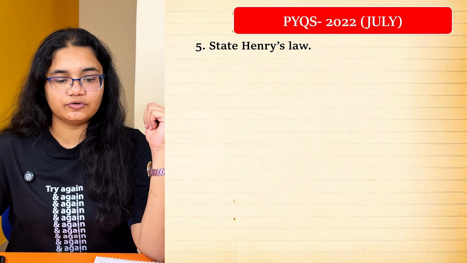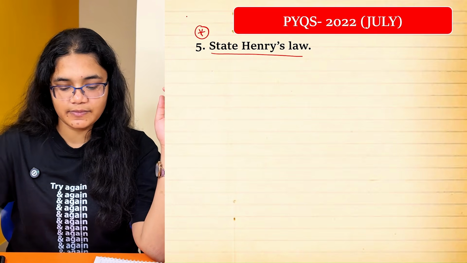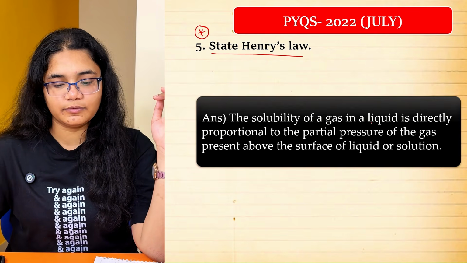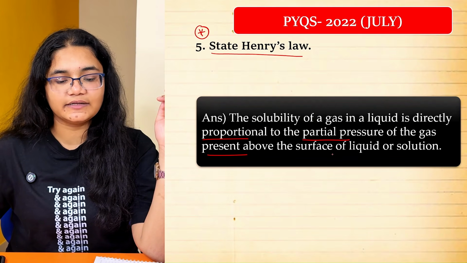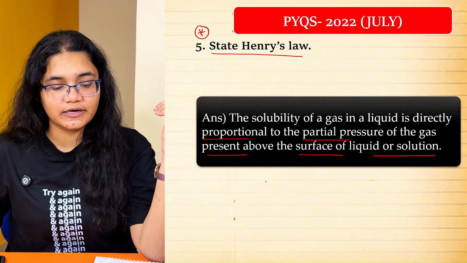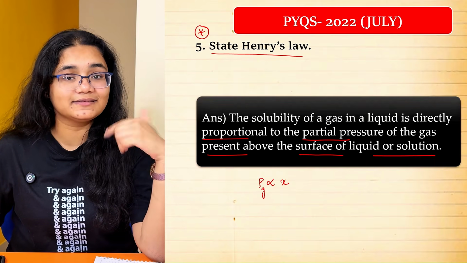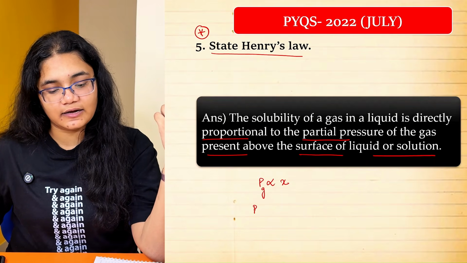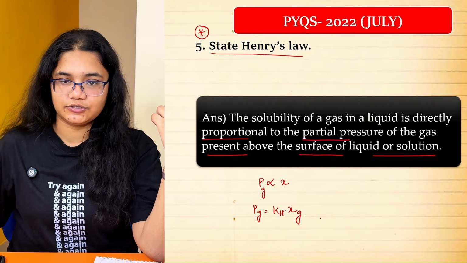Now let's move to July 2022. State Henry's law. This is again a very important question. Henry's law states that the solubility of a gas in a liquid is directly proportional to the partial pressure of the gas present above the surface of the liquid or solution. And when I remove the proportionality, we get this particular equation.